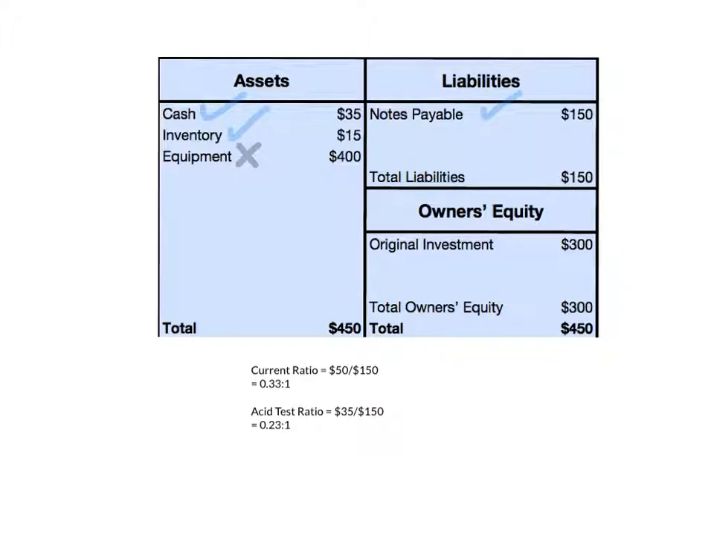What a company, I suppose, wants is for it to be greater than 1. So they want that to be greater than 1. So, for example, let's say their current ratio was 1.5 to 1. That would say that they've got $1.50 for every $1 of liability. So it should show that they're liquid. They should be able to obviously meet any financial obligations that come.